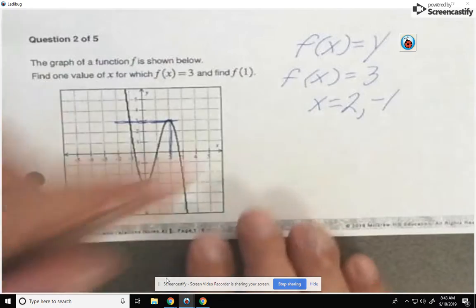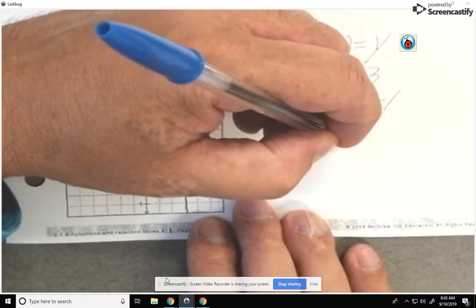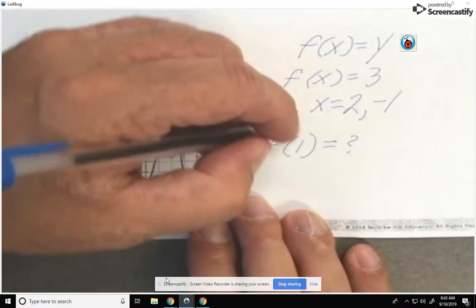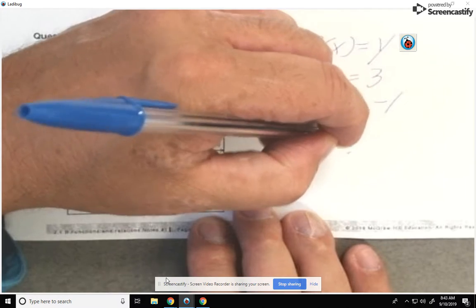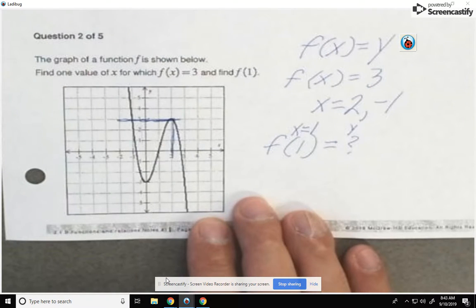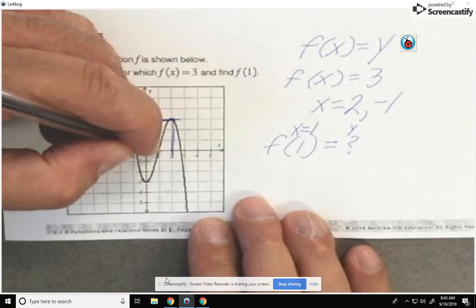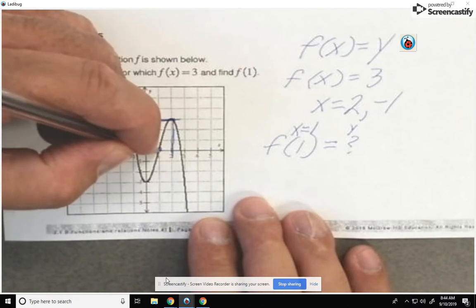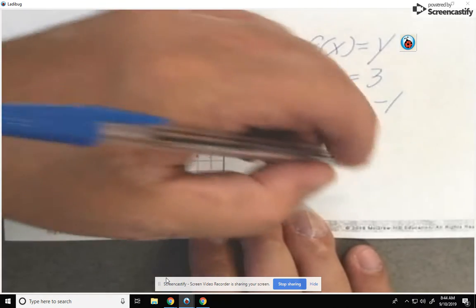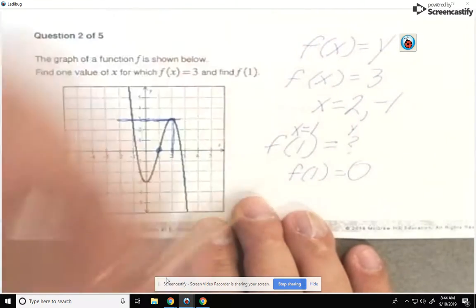The second part says find f of 1. Okay, again, this is telling us our x value equals 1. What is our y value? So at this point, we go over to our x-axis, so the value of 1, and then we either go up or down to our graph, but in this case it actually lands right on the graph. Therefore, we know that f of 1 equals 0.